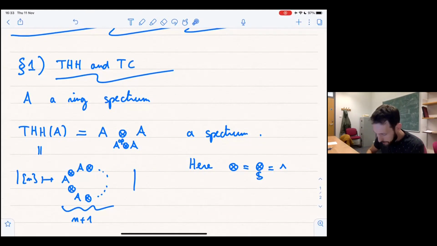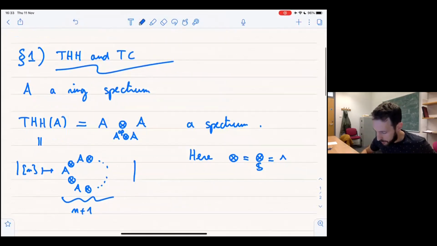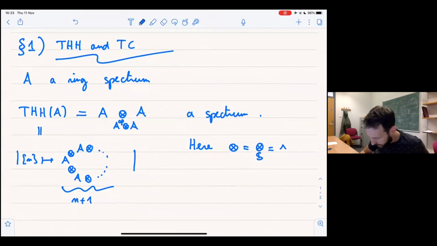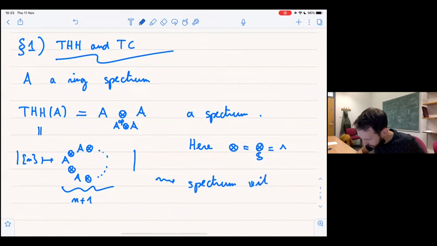And if you set it up like this, maybe you notice that in degree n, you have an action of the cyclic group of order n+1. If you write down what the compatibility condition with the face structure is, you get a cyclic object in the sense of Connes, and therefore this defines a spectrum with S1 action. Okay, so at the very least we get that.